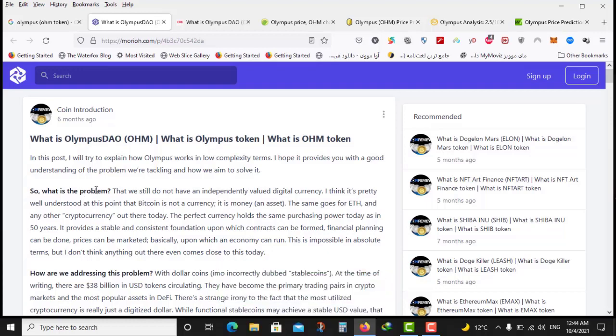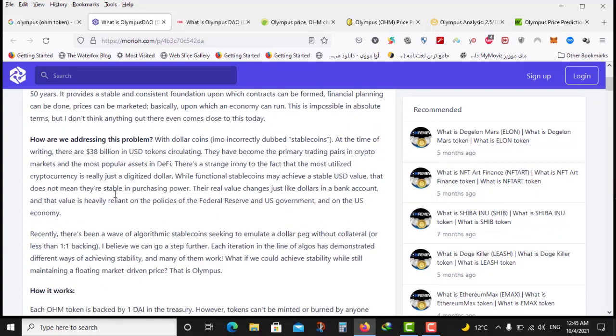Here we see that there's a problem the OHM project addresses, as this article says: we still do not have an independently valued digital currency. I think it's pretty well understood at this point that Bitcoin is not a currency. So it's going to talk about cryptocurrencies, and maybe it's going to be boring for us. So we go a little bit further to how we are addressing the problem here.